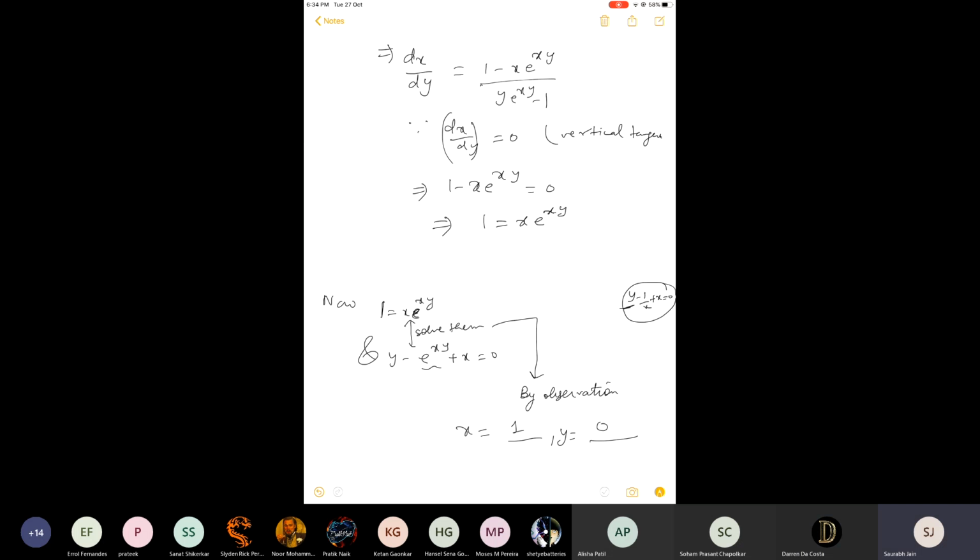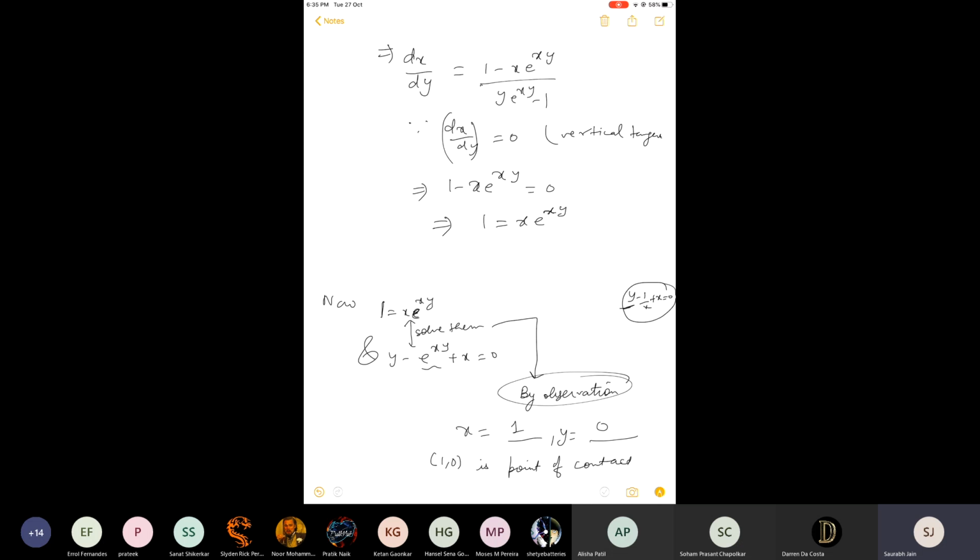x is 1, y is 0. You put x equal to 1 and y equal to 0 in the first equation, 1 equals 1 because e to the power 0 will be 1. Similarly, you put these values here, they will also be satisfied. So you know what this 1 comma 0 is. This is your point on which you draw the tangent and it is a vertical tangent.